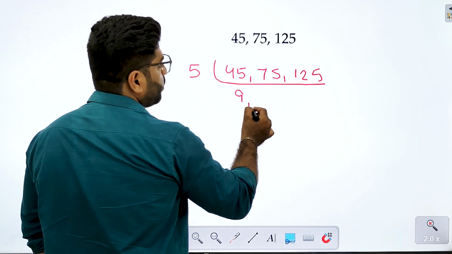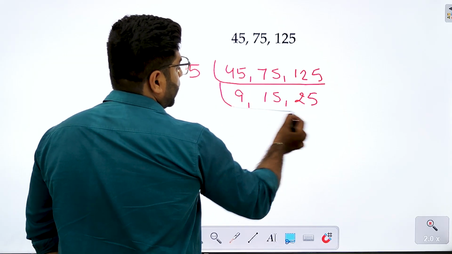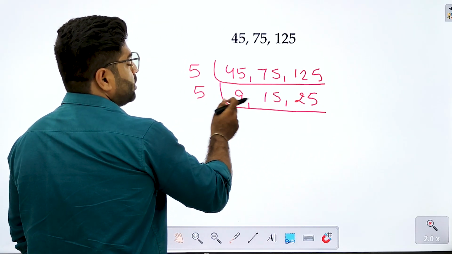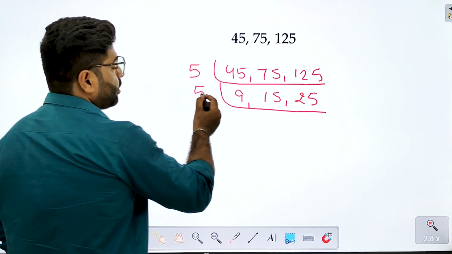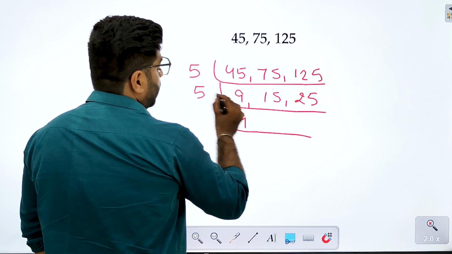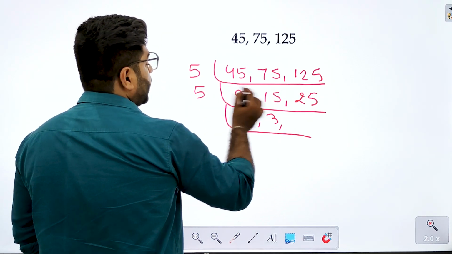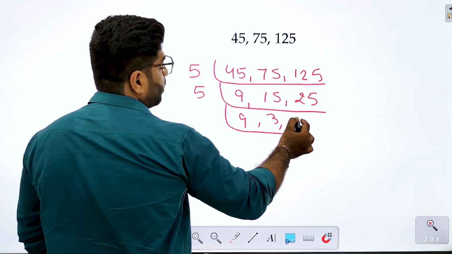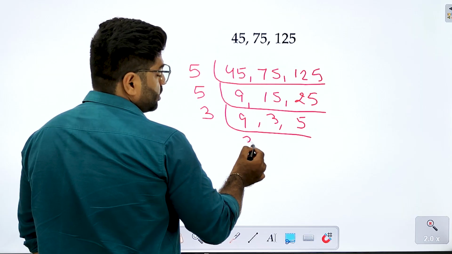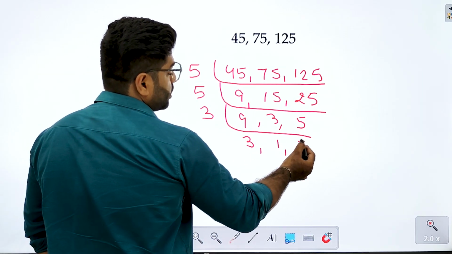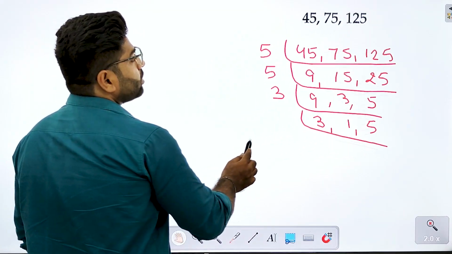5 9s are 45. 15 5s are 75. 25 5s are 125. Again, I am going to divide by 5. But this is not divisible by 5, so I leave it as it is. Just like this 9. If I divide 15 by 5, we are having 3. Again, I divided 25 by 5, we are having 5. So now we are going to divide by 3. That says 3 3s are 9, 3 1s are 3, and this is 5. So we are having these factors.